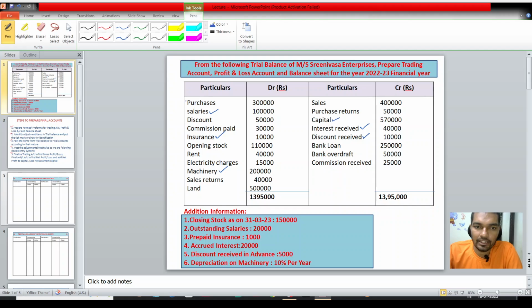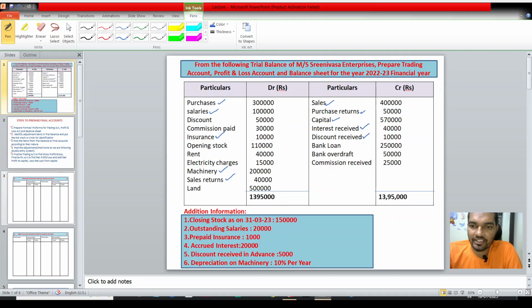In addition to that, you can take any sum: purchases, purchase returns, sales, sales returns. Sometimes in the given sum, purchase returns are given. So always purchase returns must be subtracted from purchases, and sales returns must be subtracted from sales.